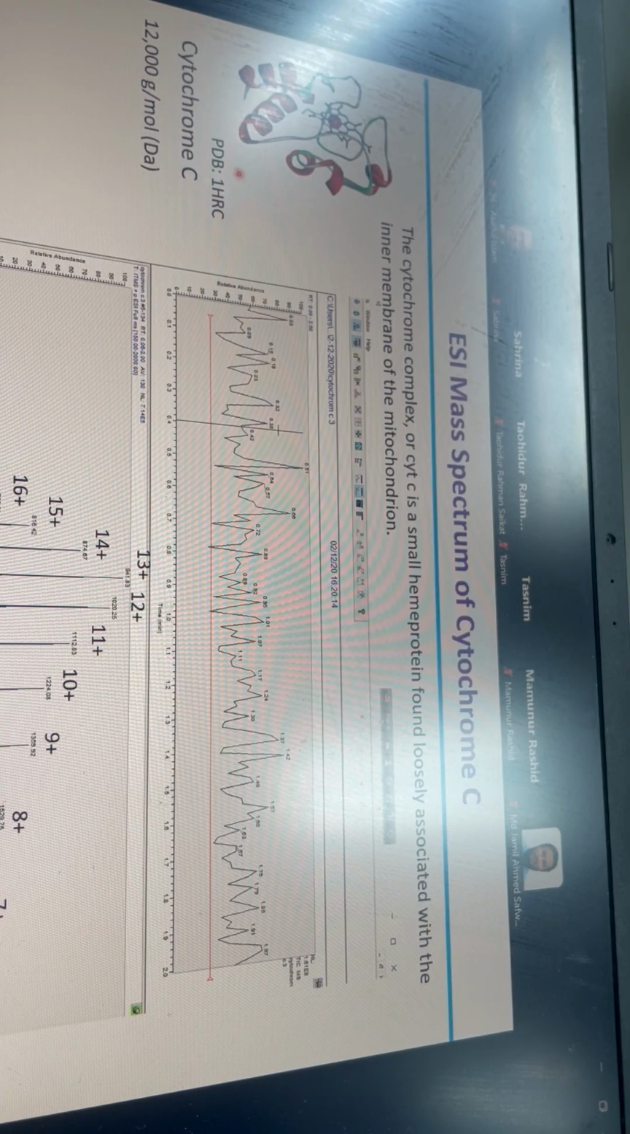So inside cytochrome C, you have a lot of basic amino acids. All those basic amino acids can get protonated. If 7 of the basic amino acids are protonated, you can see the peak here. It seems like 13 basic amino acids are protonated for the base peak, but there are at least 16 basic amino acids. That's why you see from 7 to 16 charge states for this protein. So you do not see one peak, you see multiple peaks.